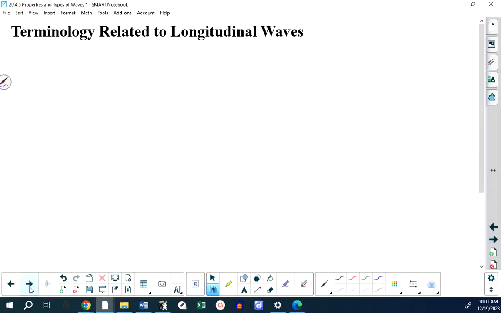Now, the following terms are only applicable to longitudinal waves, which is this type of wave. Now, do you see when I did that, I did kind of get this kind of motion as well? That's not what we're talking about. We're talking solely about that.